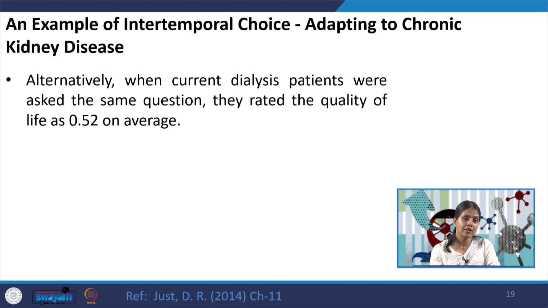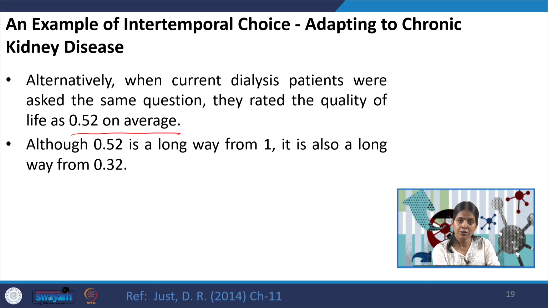Alternatively, when current dialysis patients were asked the same question, they rated the quality of life as 0.52 on average. So, you can see that for them life was 50-50 bad when under dialysis. Although 0.52 is a long way from 1, so your interest to live has reduced by 50%, it is also a long way from 0.32.